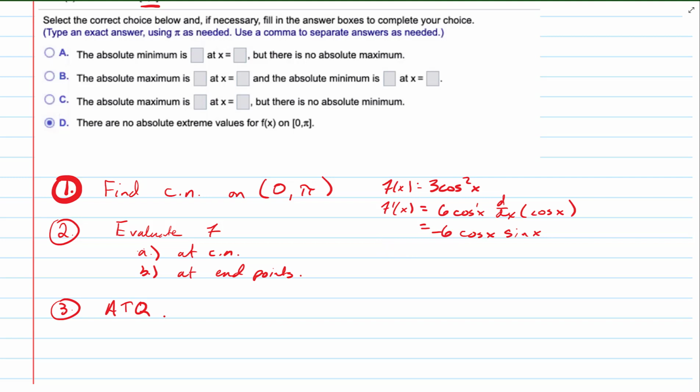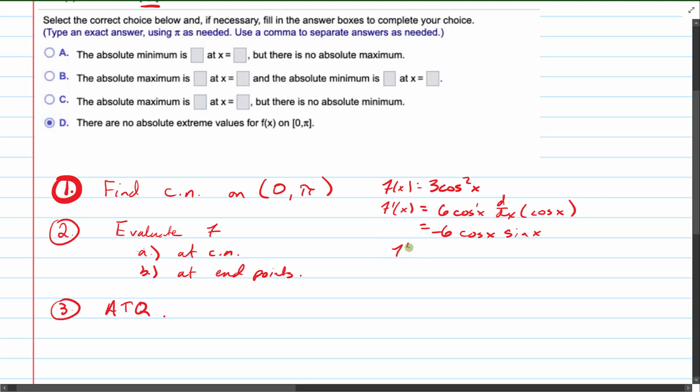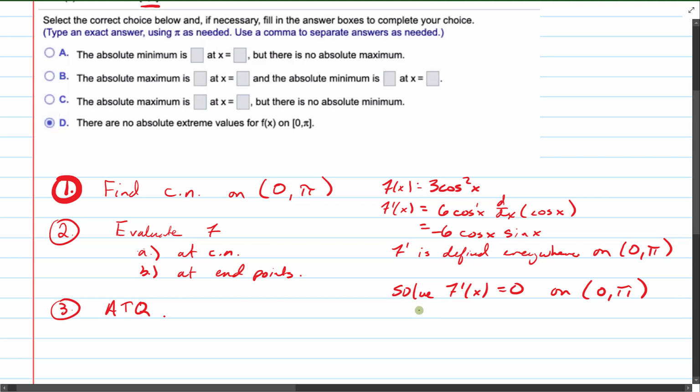So notice that f prime is defined everywhere on that interior. So we're not going to get any critical numbers from f prime being undefined. Let's solve f prime of x equals 0 on the interval 0 to pi. That happens when negative 6 cosine of x sine of x is equal to 0, which happens when either negative 6 equals 0, well that never happens, or when the cosine of x equals 0 or when the sine of x equals 0.